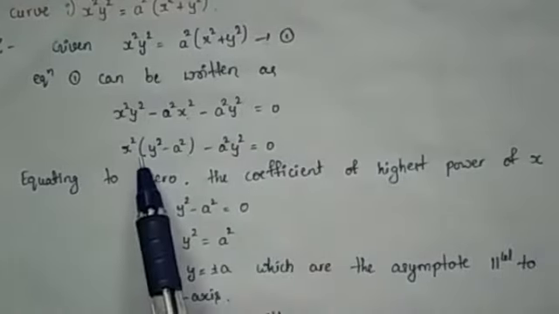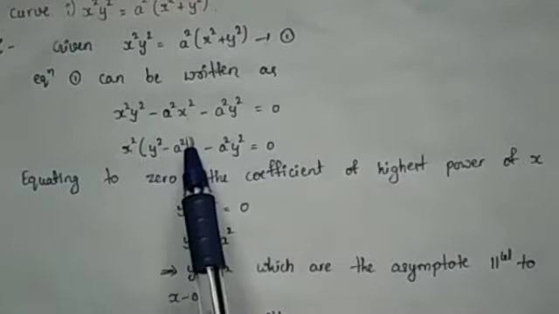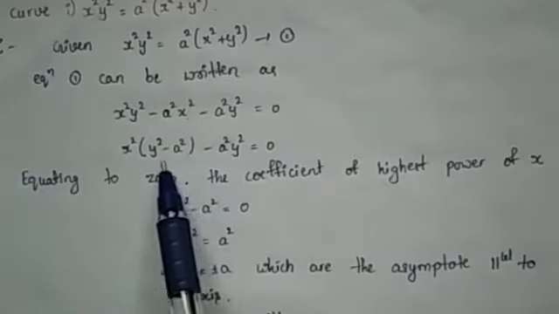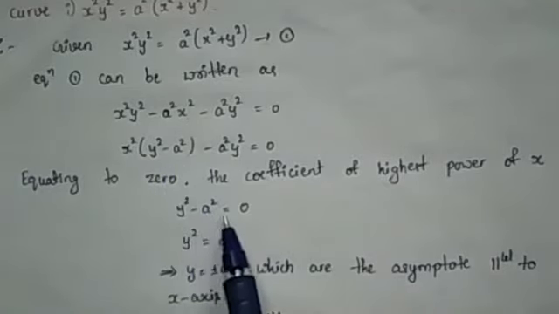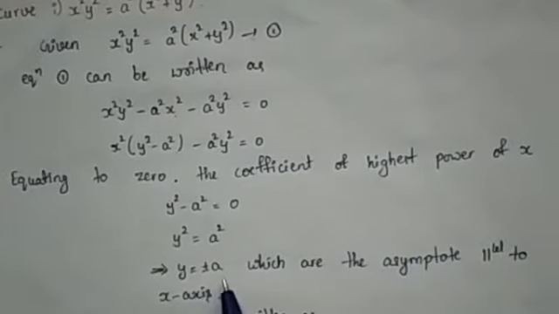The highest power of x is x square and its coefficient is y square minus a square. You equate y square minus a square to 0. You get y is equal to plus or minus a, which are the asymptotes parallel to the x axis. So the asymptotes parallel to the x axis are y is equal to plus a and y is equal to minus a.